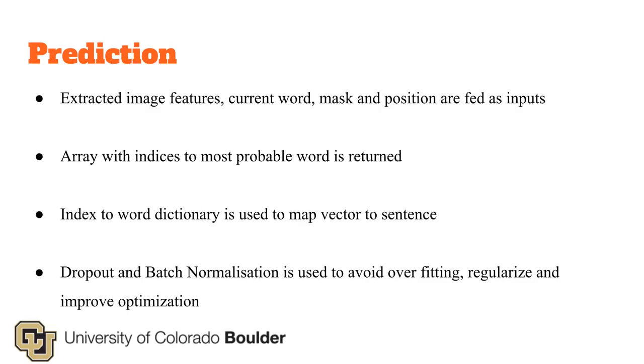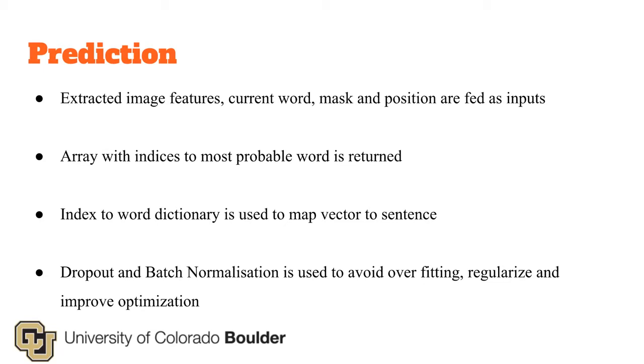Extracted image features from VGG16, the current word, mask, and current position are fed as inputs to our LSTM cell. Mask is used to record previous words so that the LSTM is aware of the predictions it has made so far. We begin our prediction with the start tag and terminate when we reach a period. At each iteration, a best word is chosen which has the highest probability of becoming the next word in the sentence, and an array with indices to the most probable words is returned.